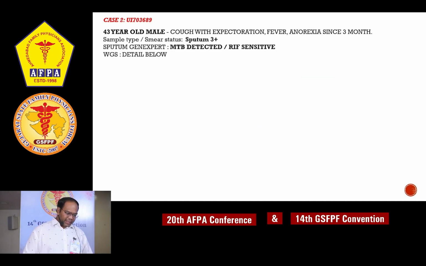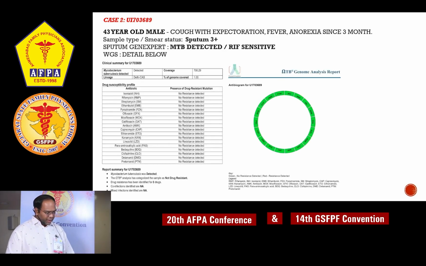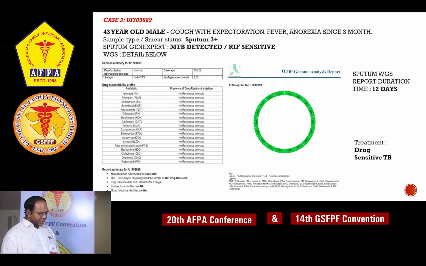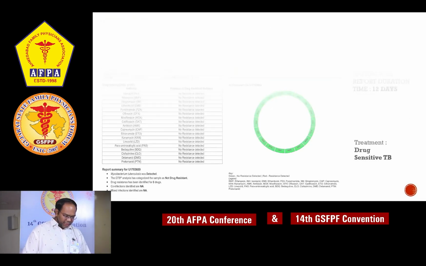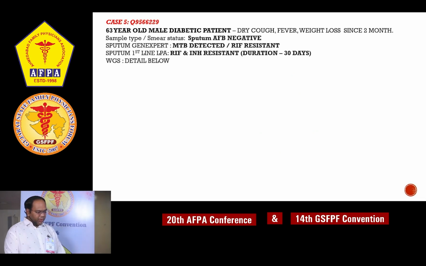This is the second case. A 43-year-old male with cough, expectoration, fever and anorexia since 3 months. Sputum examination was 3+, MTB detected and rifampicin sensitive in the GeneXpert report. We also got the same result with WGS, that Mycobacterium TB is found and each and every drug is sensitive. At the same time, within 12 days, we can get the WGS report and this is drug sensitive tuberculosis. This is the third and most important part.